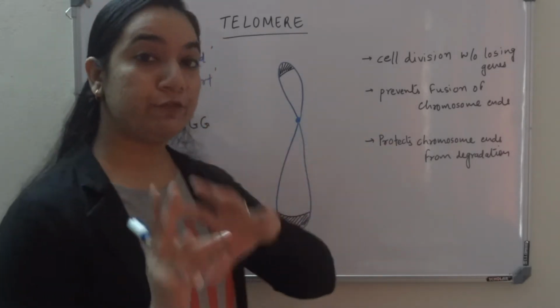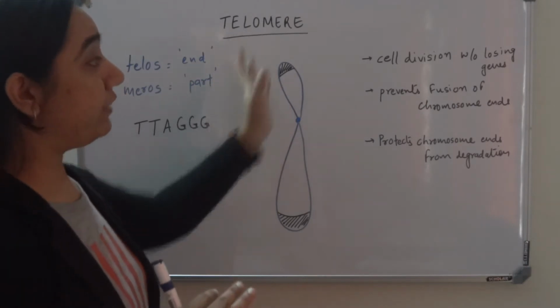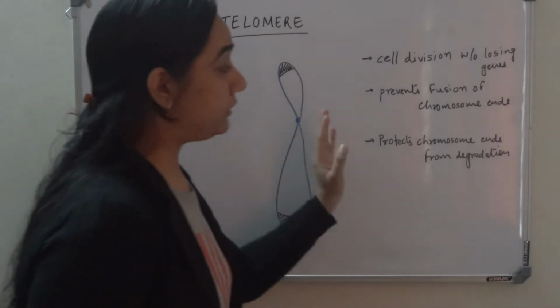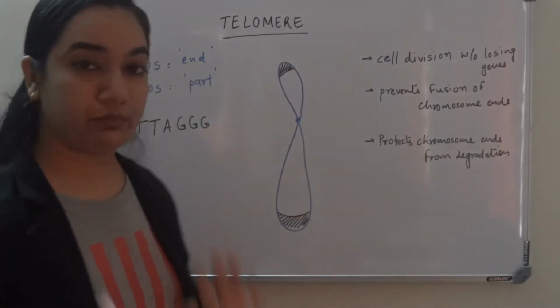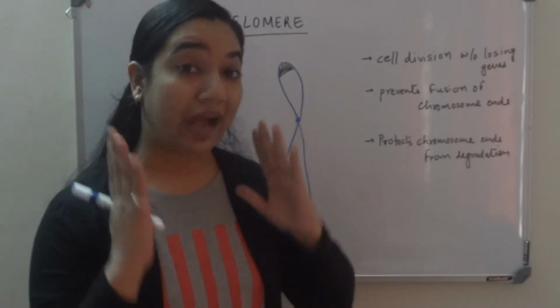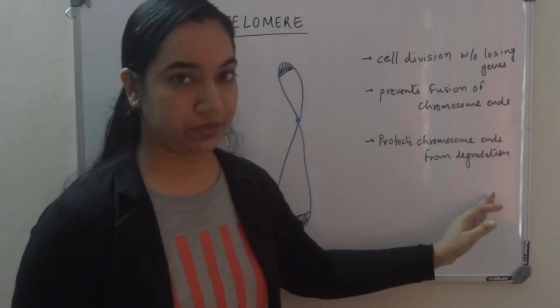It prevents fusion of the chromosome end. Maybe this chromosome end can fuse with some other chromosome end. It prevents that, and it protects these ends of chromosome from degradation. Now of course I have listed over here, but how exactly telomere does all this function? That's what we are going to see now.